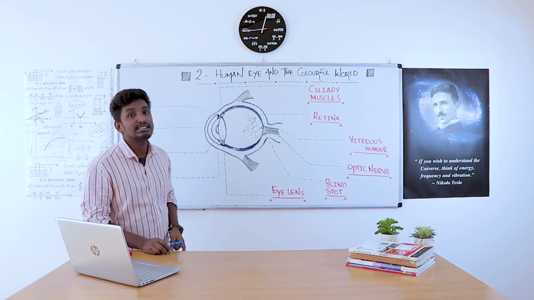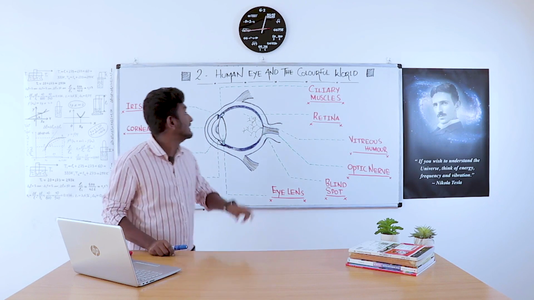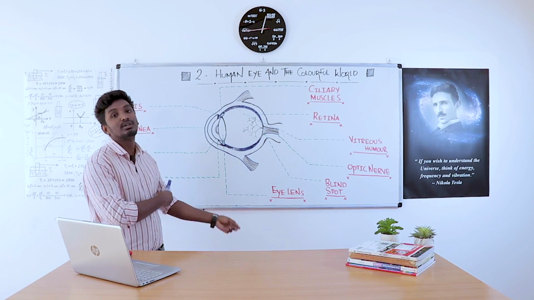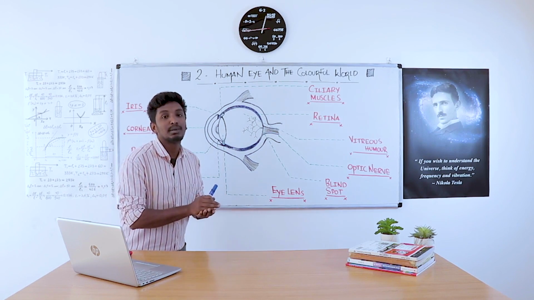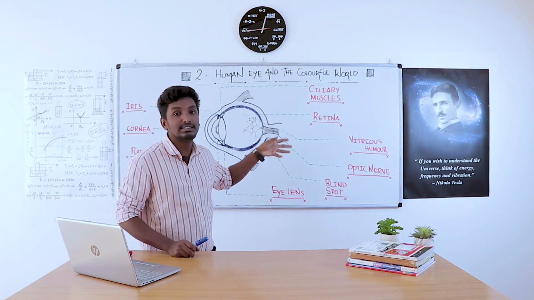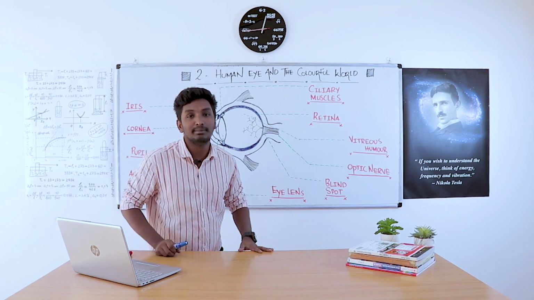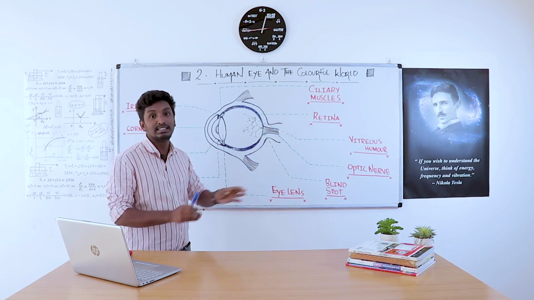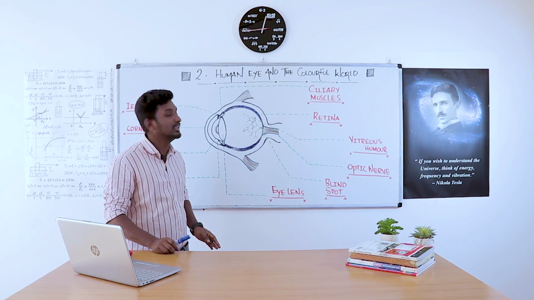Next part is ciliary muscles. These are muscles attached to the eye lens. Due to the expansion and contraction of these ciliary muscles, the curvature of the eye lens can be varied.